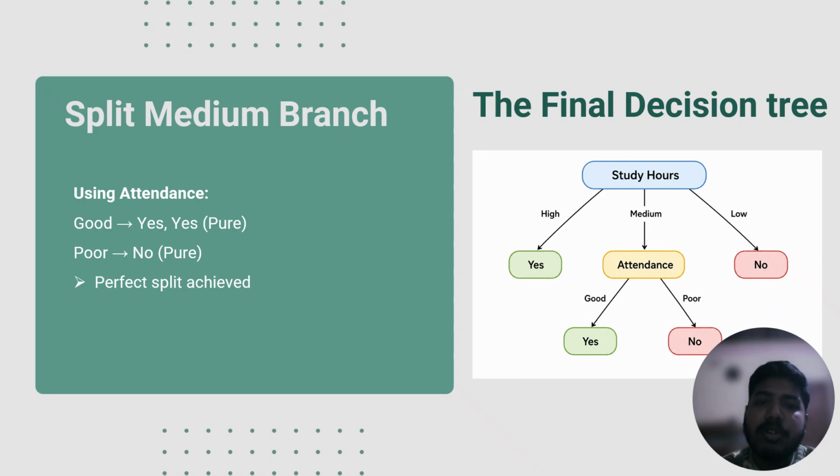For the medium group, we use attendance to split further. Good attendance means pass and poor attendance results in fail. And here is our final decision tree. Beautiful and easy to understand.